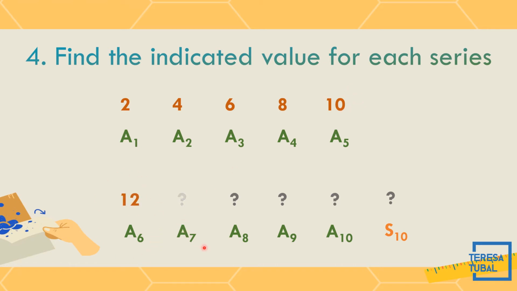12 plus 2, that is 14, that is seventh term. 14 plus 2, that is 16, our eighth term. 16 plus 2, that is 18, our ninth term, and 18 plus 2, that is our 10th term, 20. So let us add to get the sum of this finite sequence. So 2 plus 4 plus 6 plus 8 plus 10 plus 12 plus 14 plus 16 plus 18 plus 20. So the sum of this finite sequence, that is equal to 110.